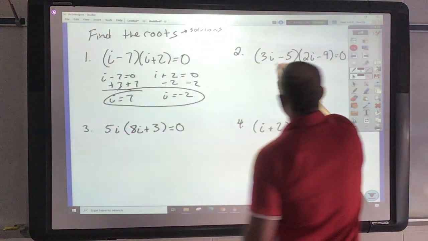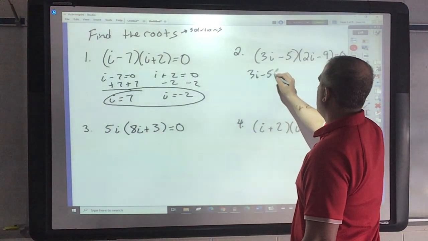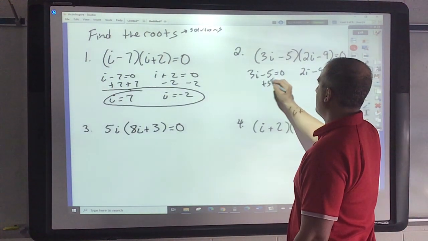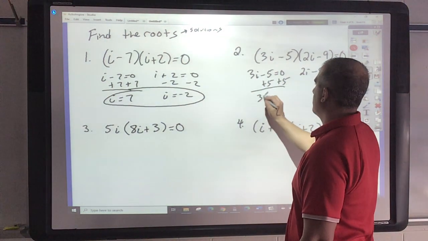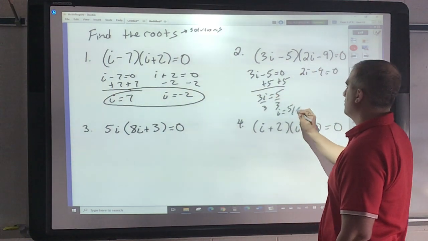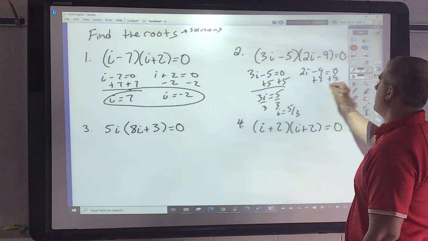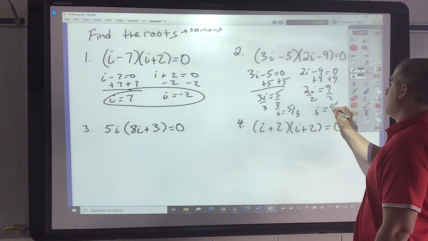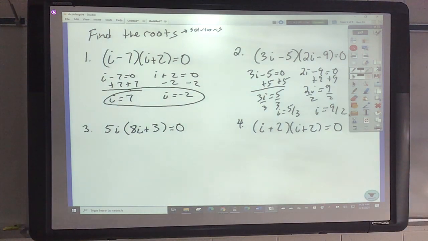Okay, so I got 3i minus 5 equals 0, 2i minus 9 equals 0. Add 5, 3i equals 5, divide by 3, i equals 5/3. Add 9, 2i equals 9, divide by 2, i equals 9/2. Okay, you get your fractions all from that.